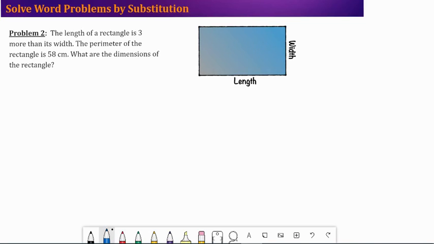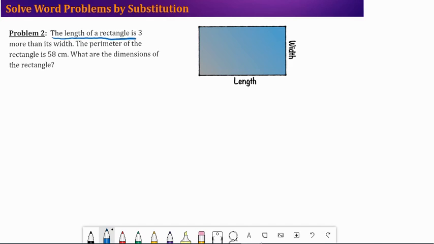This is word problem number 2 of solving linear systems of equations by substitution method. And problem 2 states: the length of a rectangle is 3 more than its width. The perimeter of a rectangle is 58 centimeters. What are the dimensions of the rectangle?